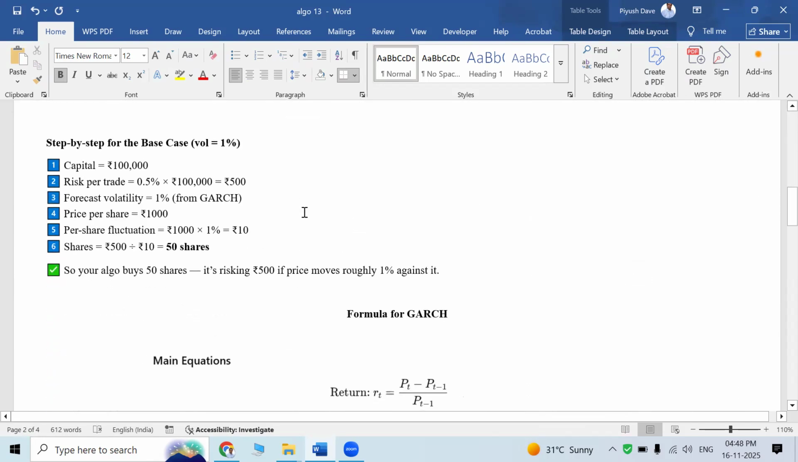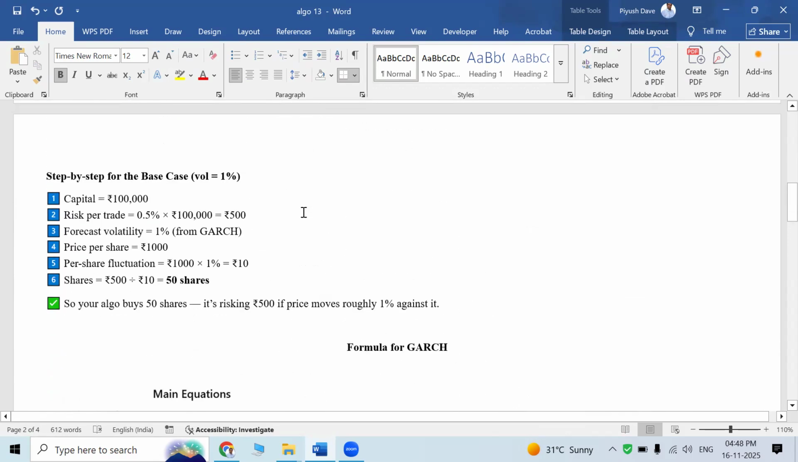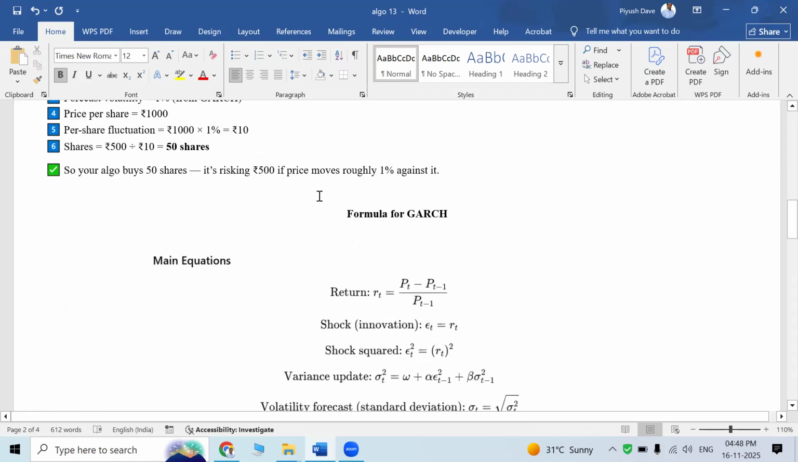Now let me show you the exact calculation where the GARCH is going to calculate the future volatility. Our capital is around 1 lakh rupees here. We are going to risk only 500 rupees, and volatility is forecasted at 1%. That means we are going to trade 50 shares, the same calculation which I have shown in the table.